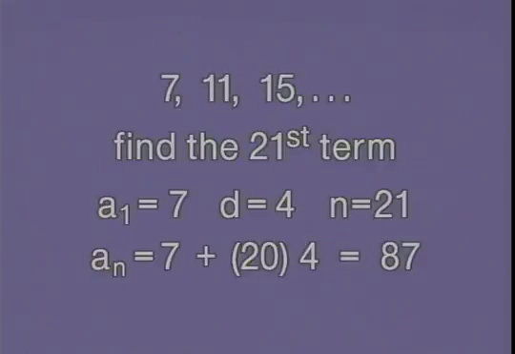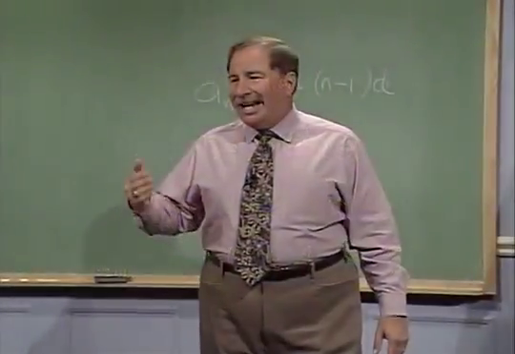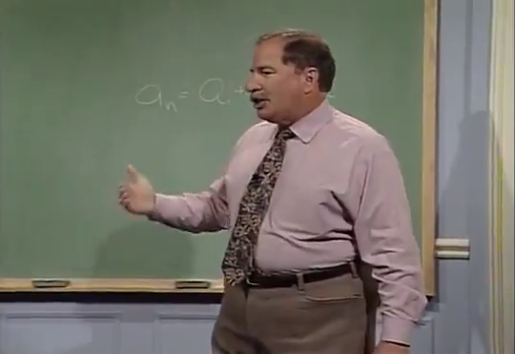Using our formula, A sub N equals 7 plus 20 times 4. The 7 is A sub 1, the 20 is 21 minus 1, n minus 1, and the 4 is the common difference. 20 times 4 is 80, plus 7 is 87. So the 21st term in this sequence is 87.